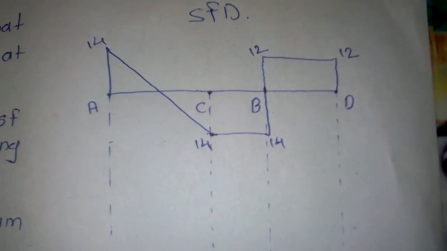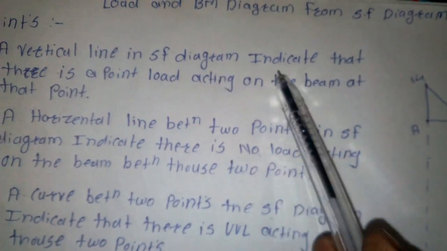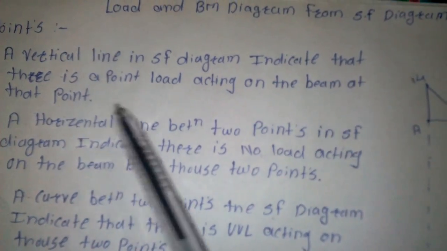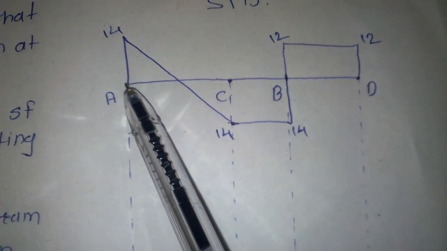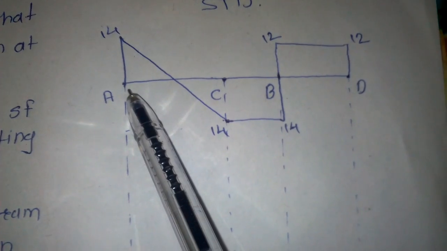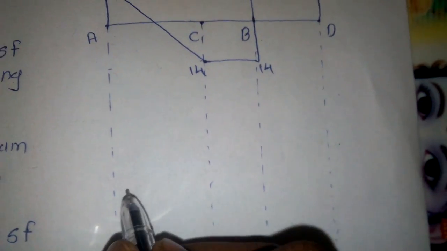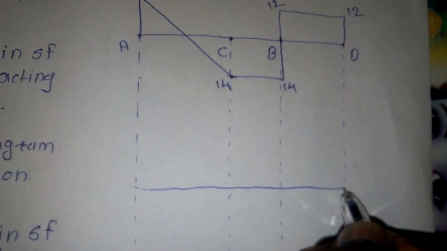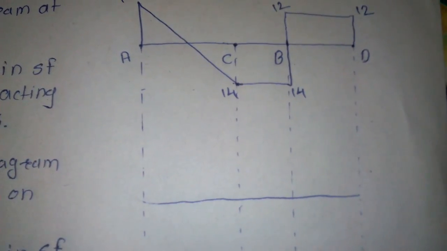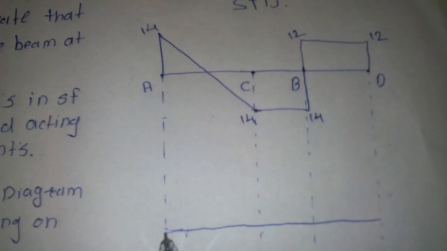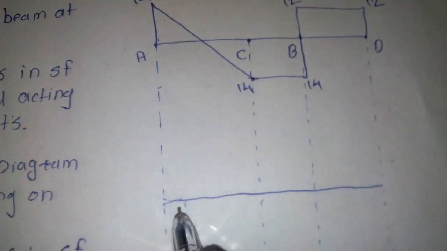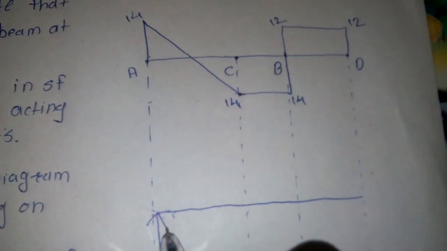As we know, the first point says a vertical line in a shear force diagram indicates that there is a point load acting on the beam at that point. At point A, this is a vertical line, so at point A there is a point load. First, we draw a beam. At point A the vertical line is upward in direction, so the load is vertically upward.